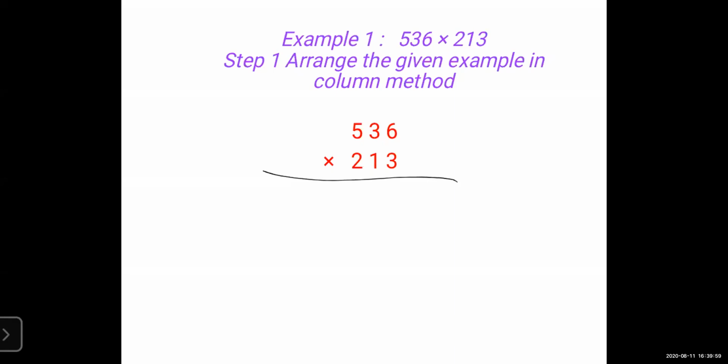Okay, so while multiplying these numbers, there are some steps. If we go through them, we will get the answer correct. Yes. Now see step 1. Step 1 is: arrange the given example in column method. You know that now the example is given horizontally. Am I right? So we will arrange it vertically. It means in column method, one below the other. Okay, look here, the example is arranged, that is 536 multiplied by 213.